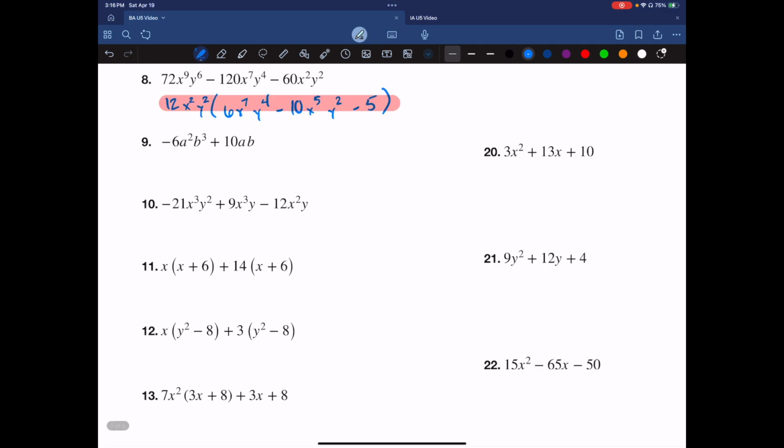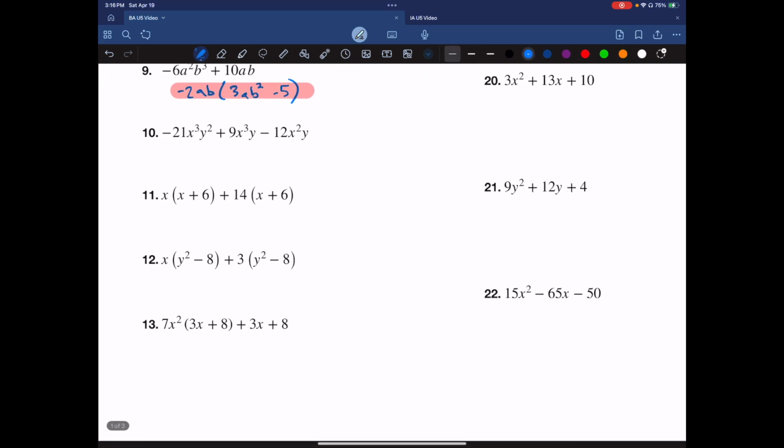For number 9, again, this is one of the situations where when in doubt, take it out. I'm going to go ahead and take out that negative. So this is going to be negative 2ab. They both have at least ab, so that's where we're going. So 3ab squared, and then because you took out the negative, that's going to be minus 5. There's that.